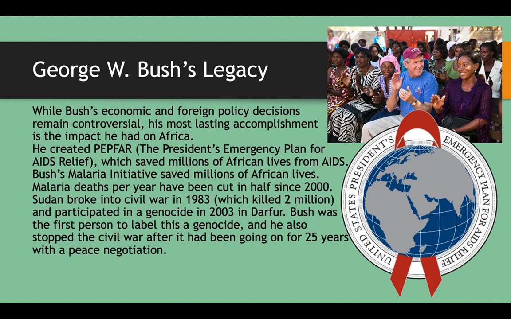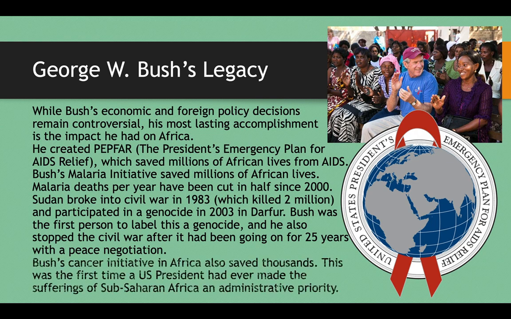Sudan also broke into civil war back in 1983, and the civil war, which took place over the course of 20 years, nearly 25 years, killed 2 million people. Sudan also participated in a genocide in Darfur in 2003, in which over 200,000 people were killed by Arab militants called the Janjaweed and the Sudanese government. Bush was the first person to label this a genocide, which is important because when a president labels something a genocide, immediately the world has to take action against it. Bush was also the one who was able to stop the Sudanese civil war with a peace negotiation in 2008.